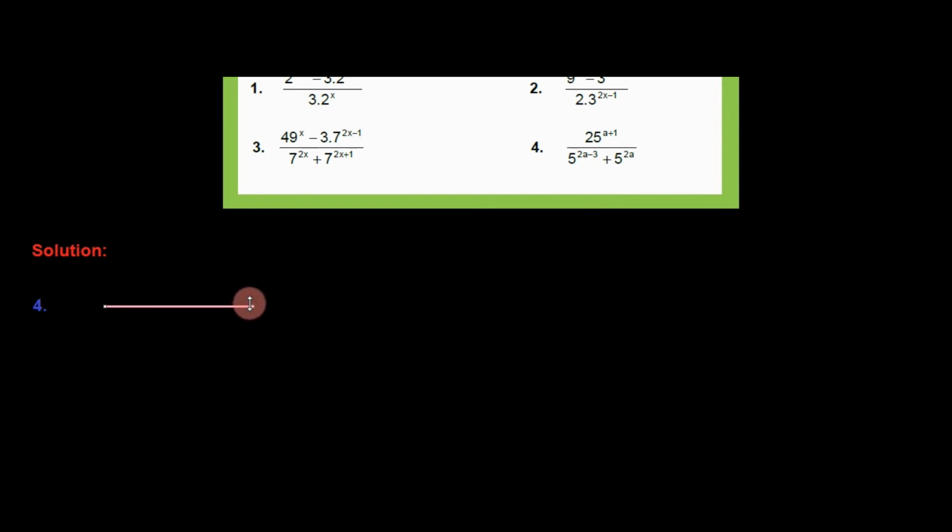25 to the a plus 1 we can write as 5 squared all to the a plus 1. Then we can split up this term in the denominator into 5 to the 2a times 5 to the negative 3. And we still have plus 5 to the 2a.